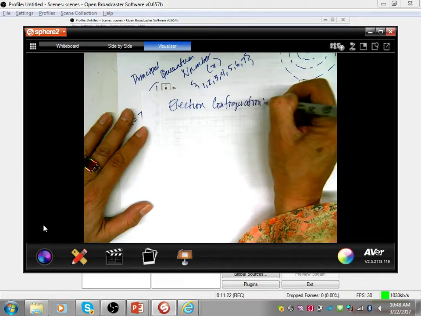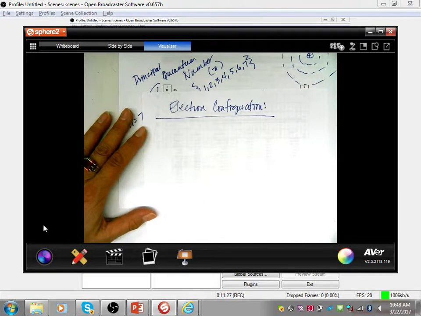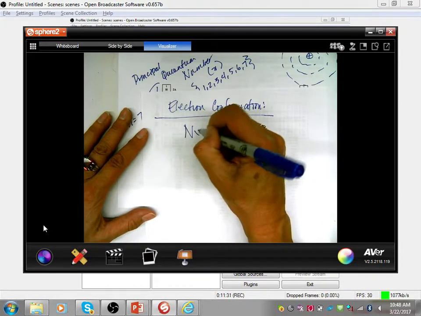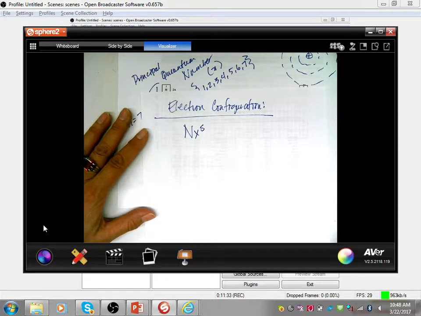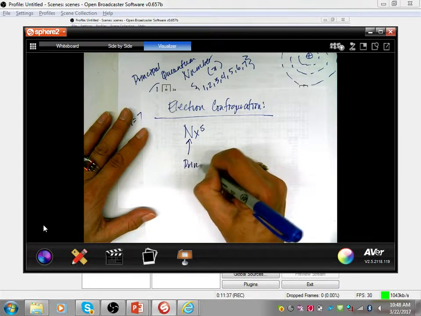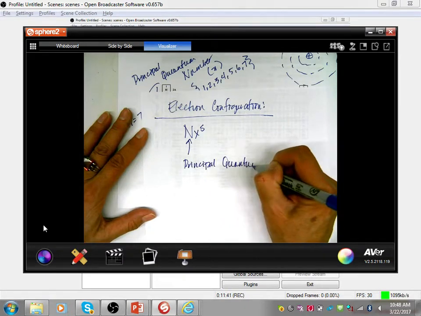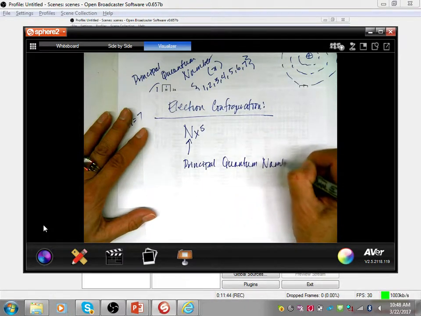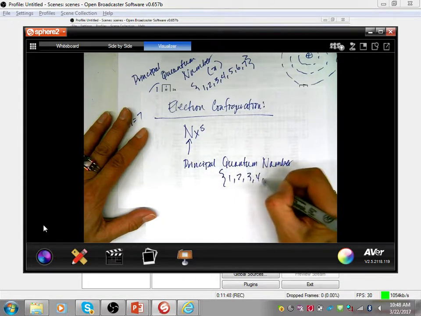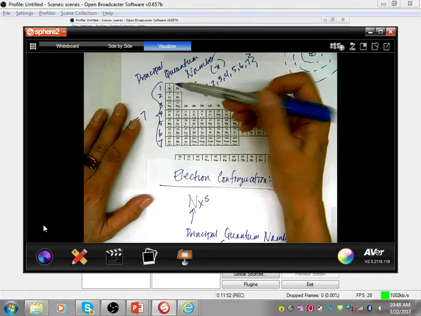Electron configuration, like I said, is just a shorthand way of showing the distribution of electrons in an element. The basic formula, I like to abbreviate with nXs. N, we're going to call the principal quantum number. Remember, that's the set of numbers 1, 2, 3, 4, 5, 6, or 7 that has to do with the rows on the periodic table.